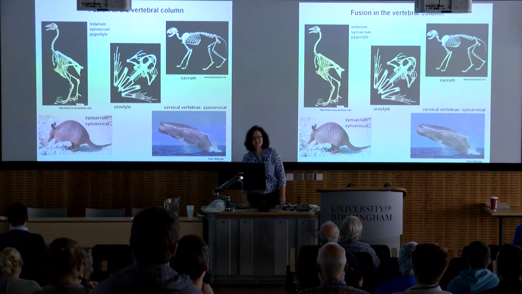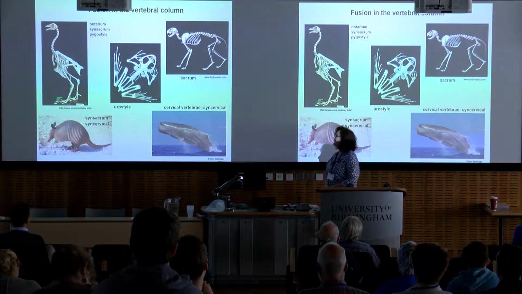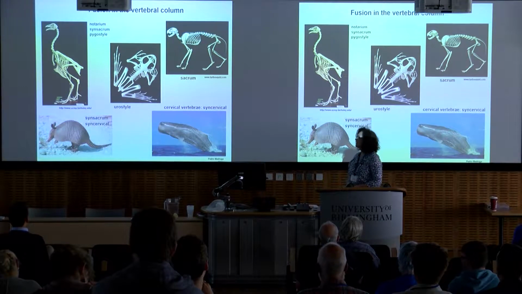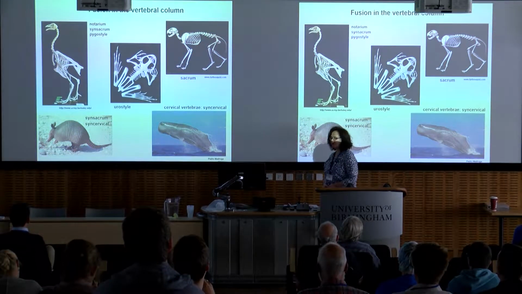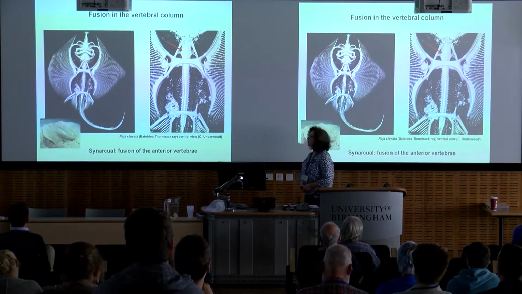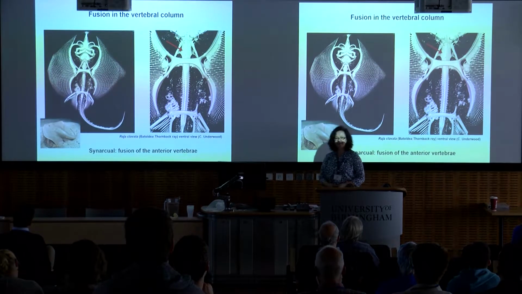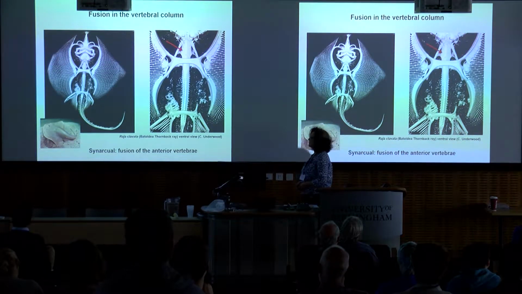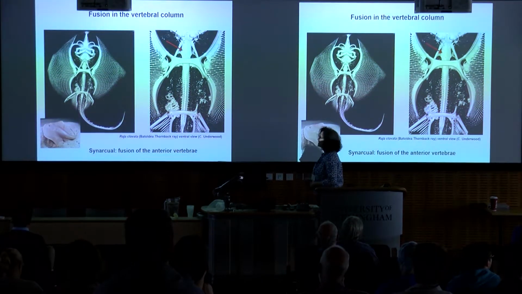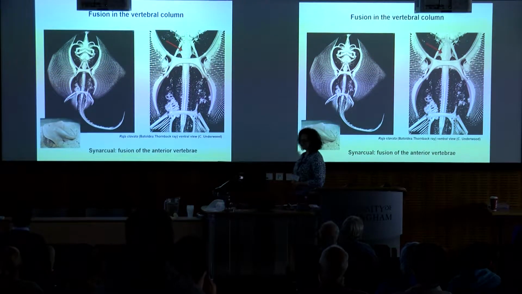So yes, we know a lot about fusion in the vertebral column of tetrapods. For example, we know the sacrum in mammals, and we know the highly fused vertebral column in birds. But we also have a fused vertebral column in chondrichthyans. The anterior part of the vertebral column fuses in the batoids, the skates and the rays. We see an example of this in Raja clavata, the thornback ray, indicated by the red arrow. This is known as the synarcual.